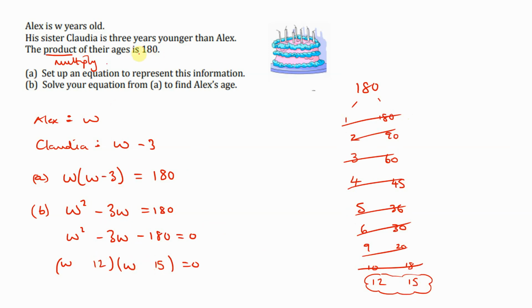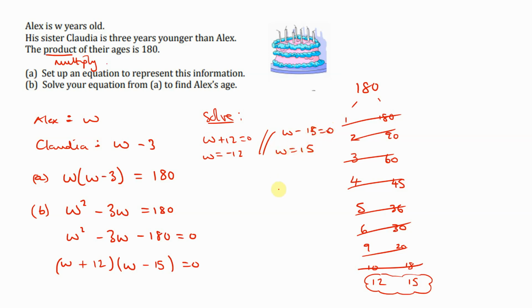We want a negative 180. So we know it's going to be a positive and a negative in here. And we want this to be a minus 3. So my larger number must be negative, because when I do 12 minus 15, that's going to get me minus 3. So then when we go ahead and solve this, w plus 12 equals 0, so w equals minus 12, and w minus 15 equals 0, so w equals 15.